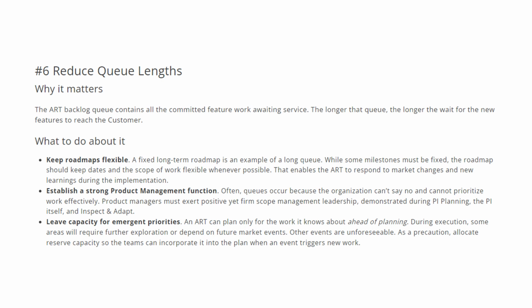Leave capacity for emergent priorities. An ART can plan only for the work it knows about ahead of planning. During execution, some areas will require further exploration or depend on future market events. Other events are unforeseeable. So as a precaution, allocate reserve capacity so the teams can incorporate it into the plan when an event triggers new work.